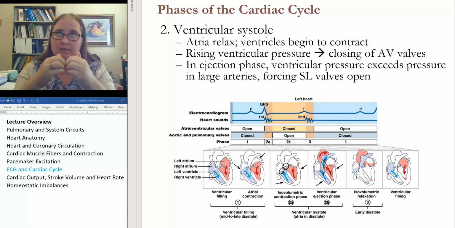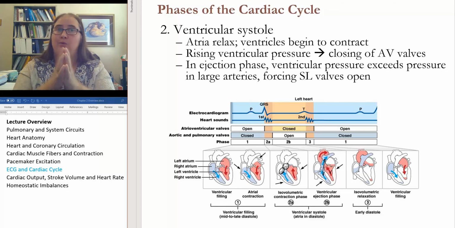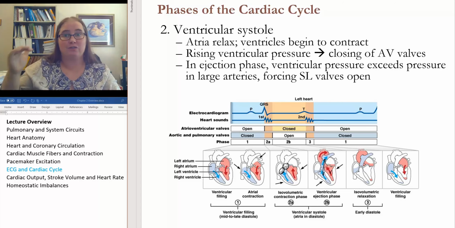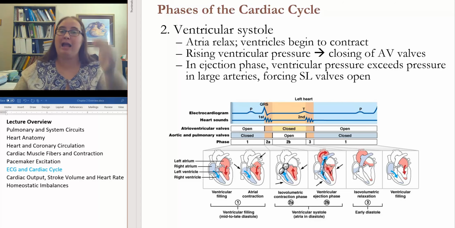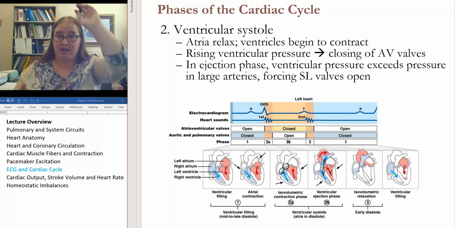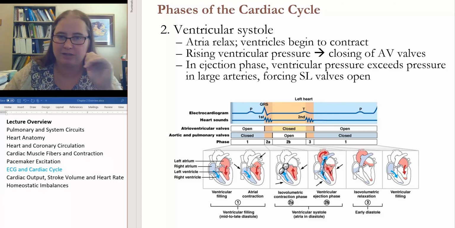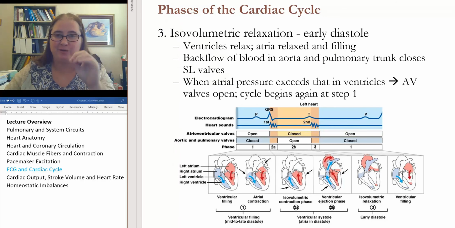We don't want regurgitation up into the atrium. We want to direct that blood out the vessels. So at some point, the pressure inside the heart becomes greater than the vessel, and we eject that blood. Our AV valves are still closed, and now our SL valves are open. So we eject blood out of the ventricles and into our vessels. We're not going to follow that because we're talking about the cardiac cycle. On to our last phase.